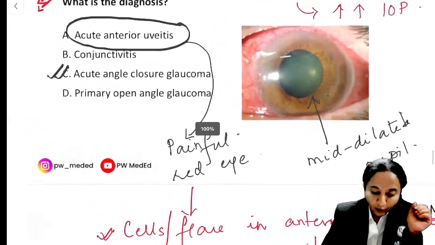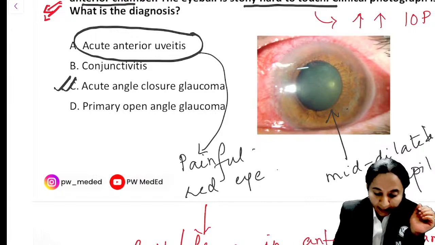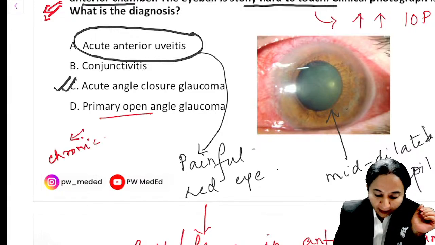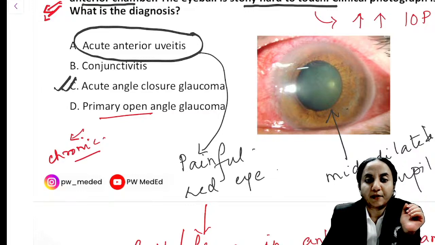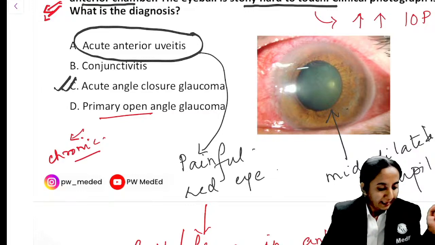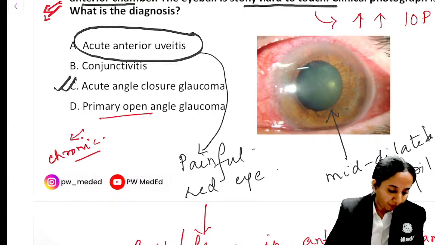Now, POAG cannot be the answer because in POAG, the presentation is chronic. Open angle glaucoma does not have an acute presentation. Okay? Sure. Let's go to the next question.